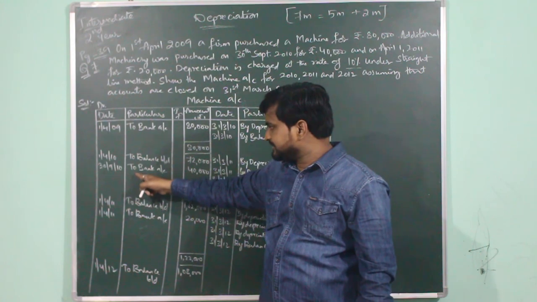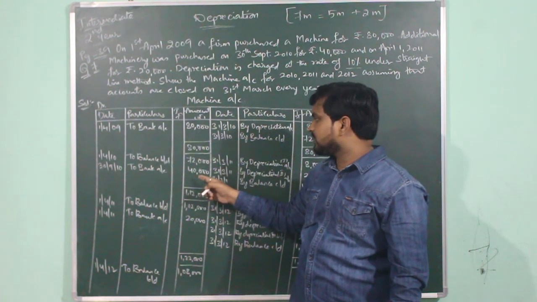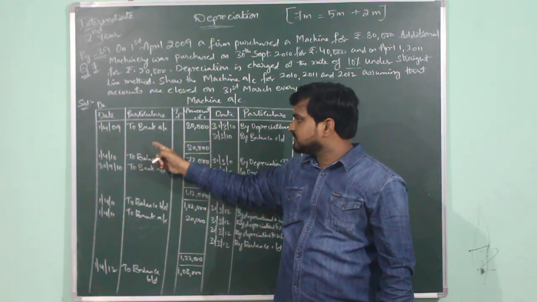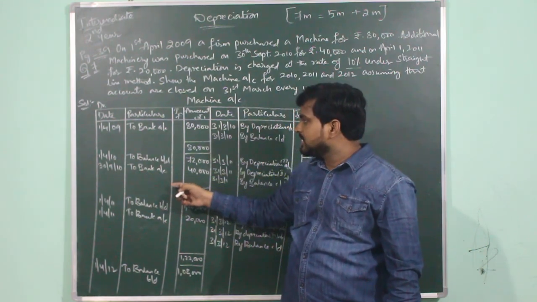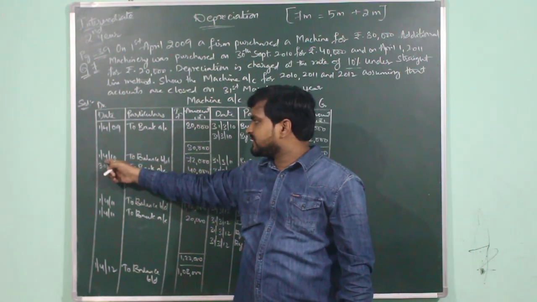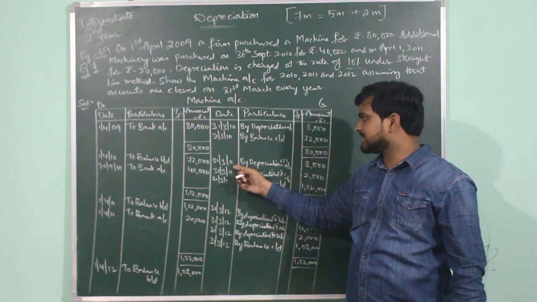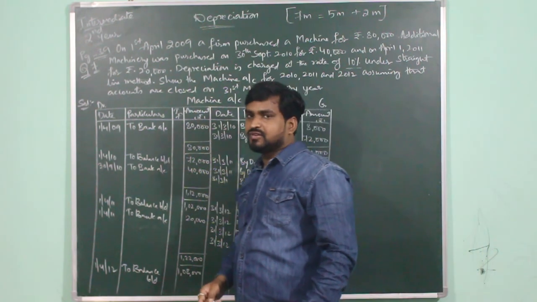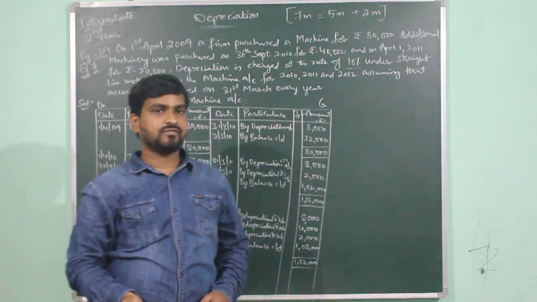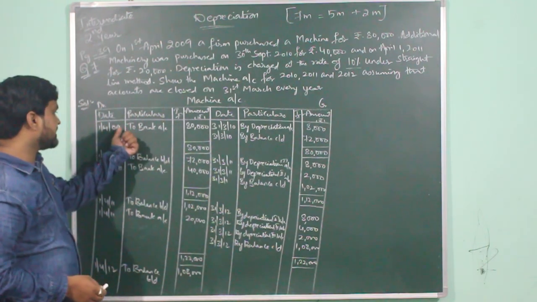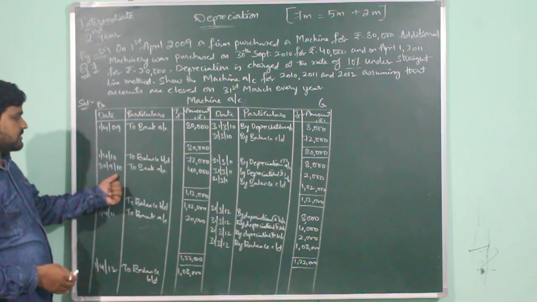Similarly, the business firm has also paid rupees 40,000 for purchasing the second machine. So again it will be recorded as to bank account. So for the financial year starting from 1st April 2010 to 31st March 2011, this time the business firm has 2 machines with them. The one which they purchased in the year 2009 and the one which they are purchasing in the year 2010.